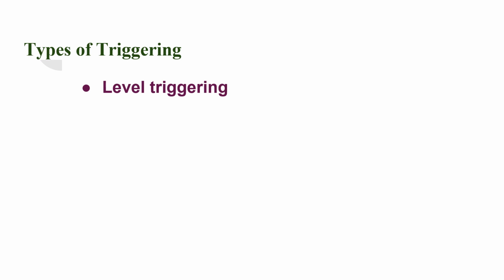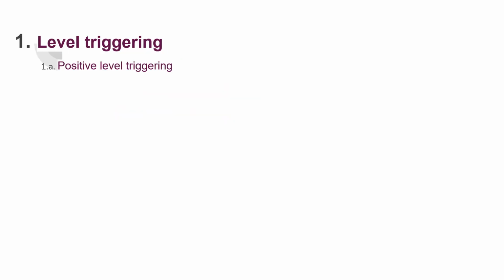The first one is level triggering, and the second one is edge triggering. So what is level triggering and edge triggering? I will cover that. First one, level triggering. Again there are two types. One is positive level triggering and the second one is negative level triggering. So what is positive level triggering and what is negative level triggering? I will show you with a diagrammatic representation.